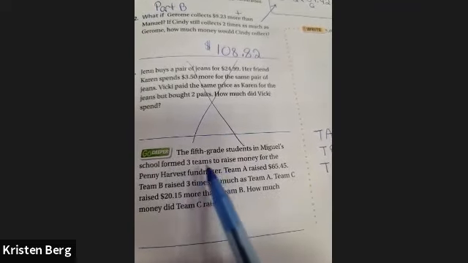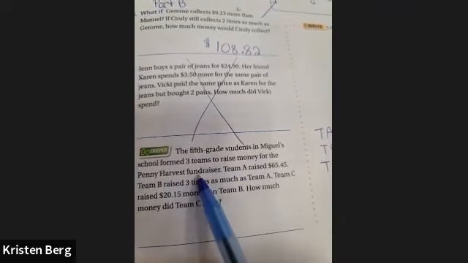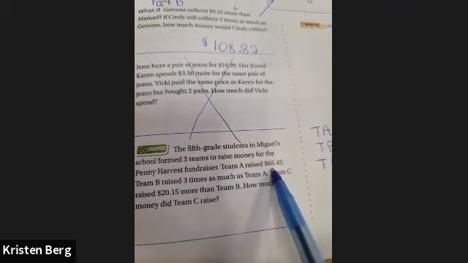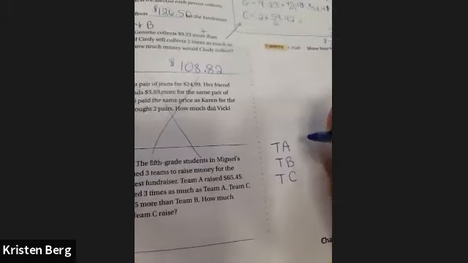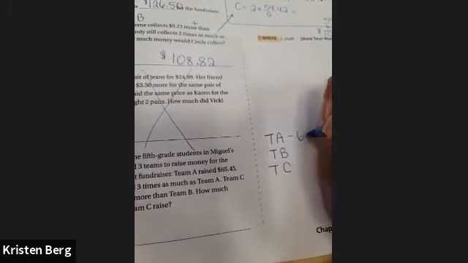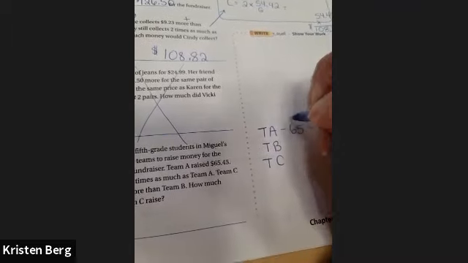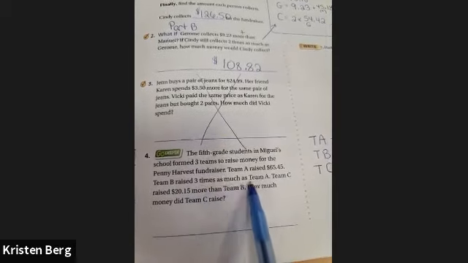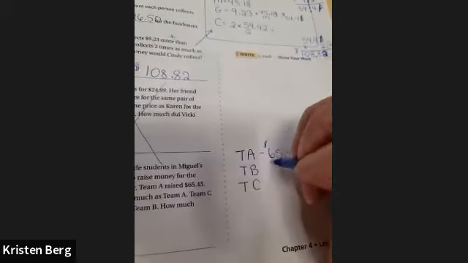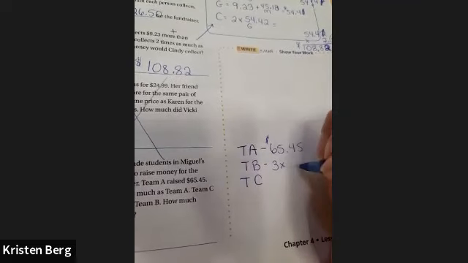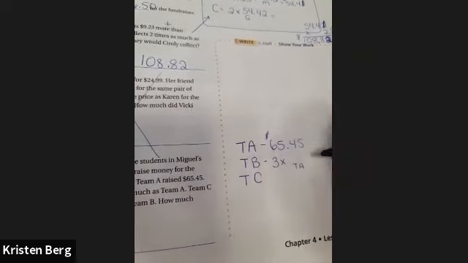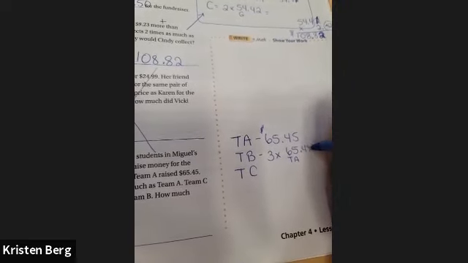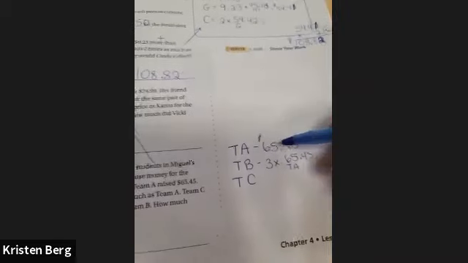So it's saying that they formed 3 teams to raise the money. Okay, they didn't give us any information there. Now, Team A raised $65.45. Okay, so this raised $65.45. All right, then it says Team B raised 3 times as much as Team A. So Team B was 3 times Team A. And what was Team A? Team A was this number. Remember, make sure your numbers are correct. I am correct.